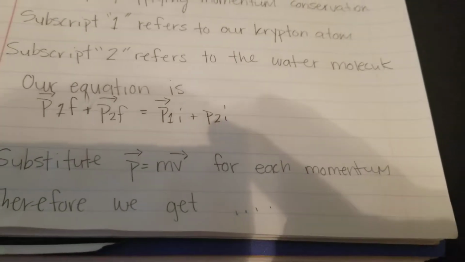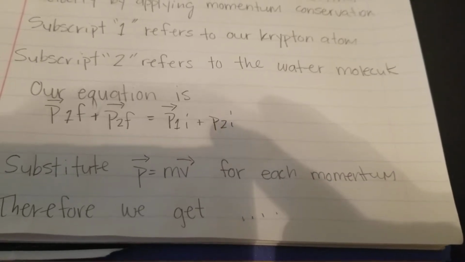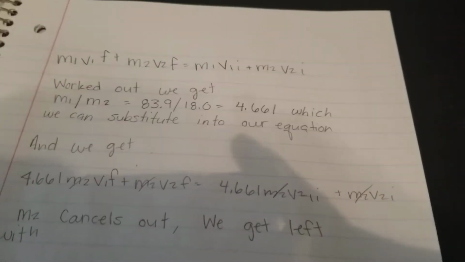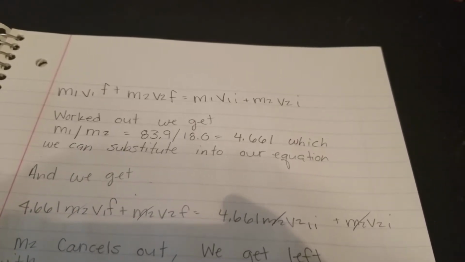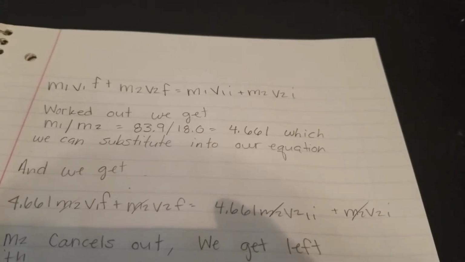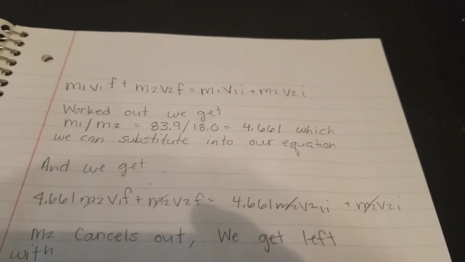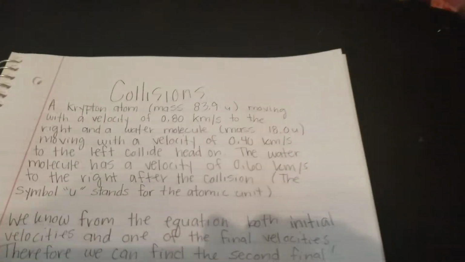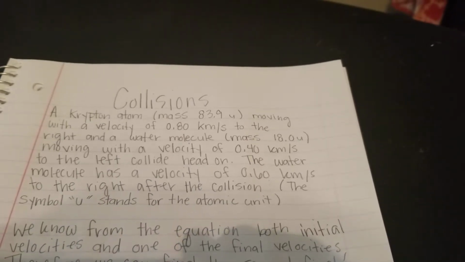So we substitute momentum into our equation, and momentum is our mass times our velocity. So we get something that looks like this: m1 v1 final plus m2 v2 final equals m1 v1 initial plus m2 v2 initial. To work this out, we can divide the mass of our krypton atom by the mass of our water molecule. If we go back, we know the mass of our krypton atom was 83.9 and the mass of our water molecule was 18.0.